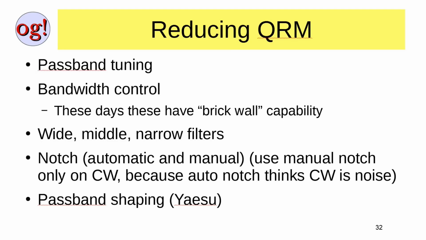I do mention the notch. There's both automatic and manual. Use the manual notch on CW because the auto notch thinks CW is a carrier, which it is, and it eliminates it. There's also passband shaping on some Yaesu radios, which allows you to actually change the shape of the response curve and can reduce parts that are noisy while still getting some of the signal through.